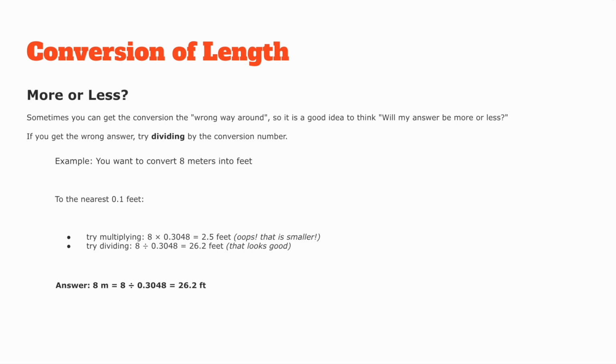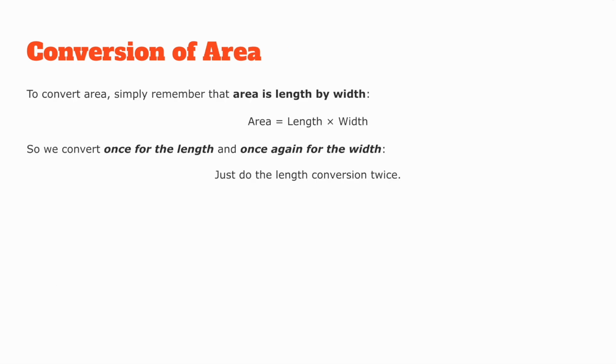Then here, we can see that it is smaller. But when we try dividing, we can divide 8 by 0.3048 meters, which would be 26.2 feet. And this looks good, so we can know that the answer is 8 meters equals 8 divided by 0.3048, which is 26.2 feet. Now we can understand conversion of area.